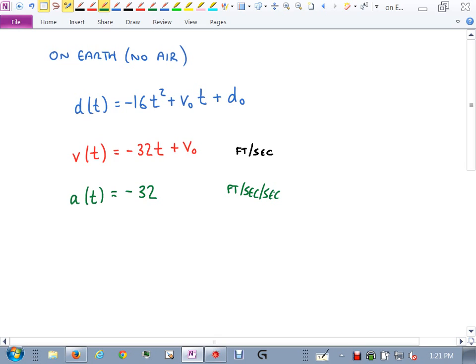So we have to orient ourselves. We just say up's positive, down's negative. That's the way we do it. You could say up's negative and down's positive. That's fine, as long as we all agree, and that's what we do.